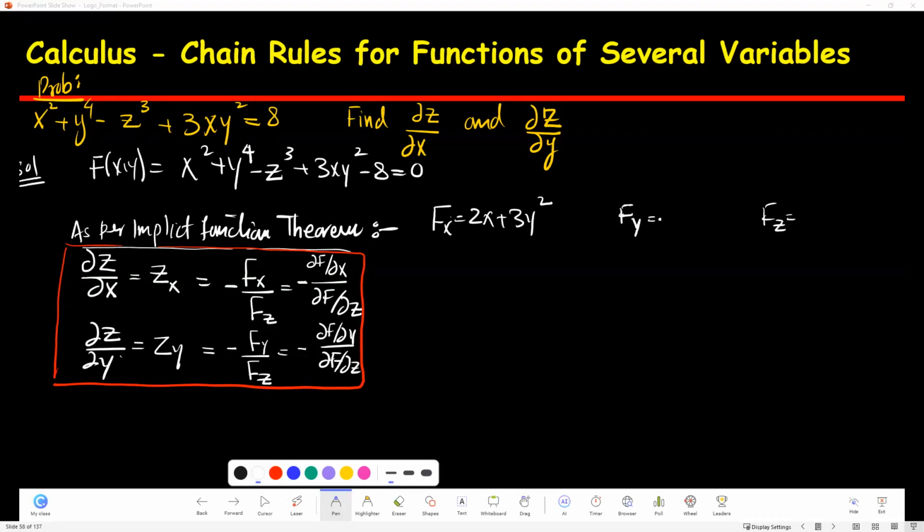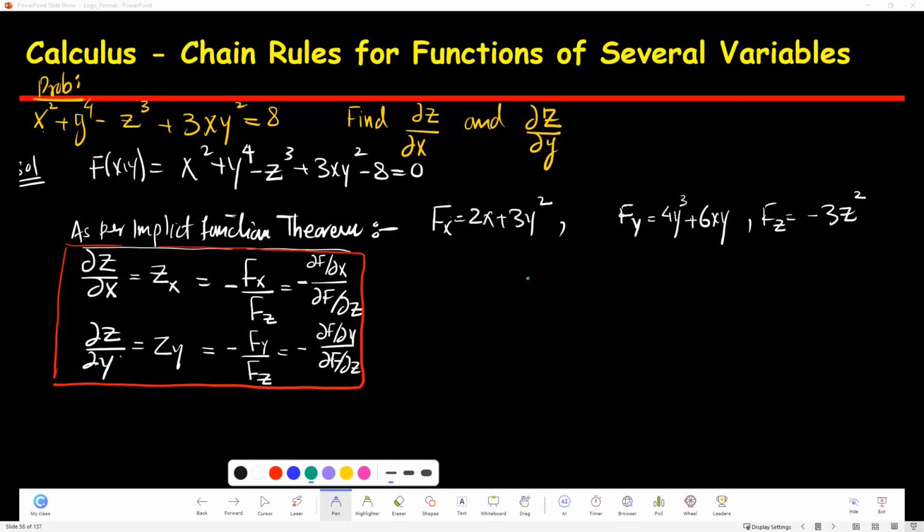If I take the derivative with respect to y, the first term will be 0, and then 4y cubed, plus the derivative of 3xy squared, which is 6xy; z cubed is considered a constant, so it's 0. If I take the derivative with respect to z, the x squared term is 0, the y to the fourth is 0, and minus z cubed gives minus 3z squared. The rest becomes 0. So that is my function.